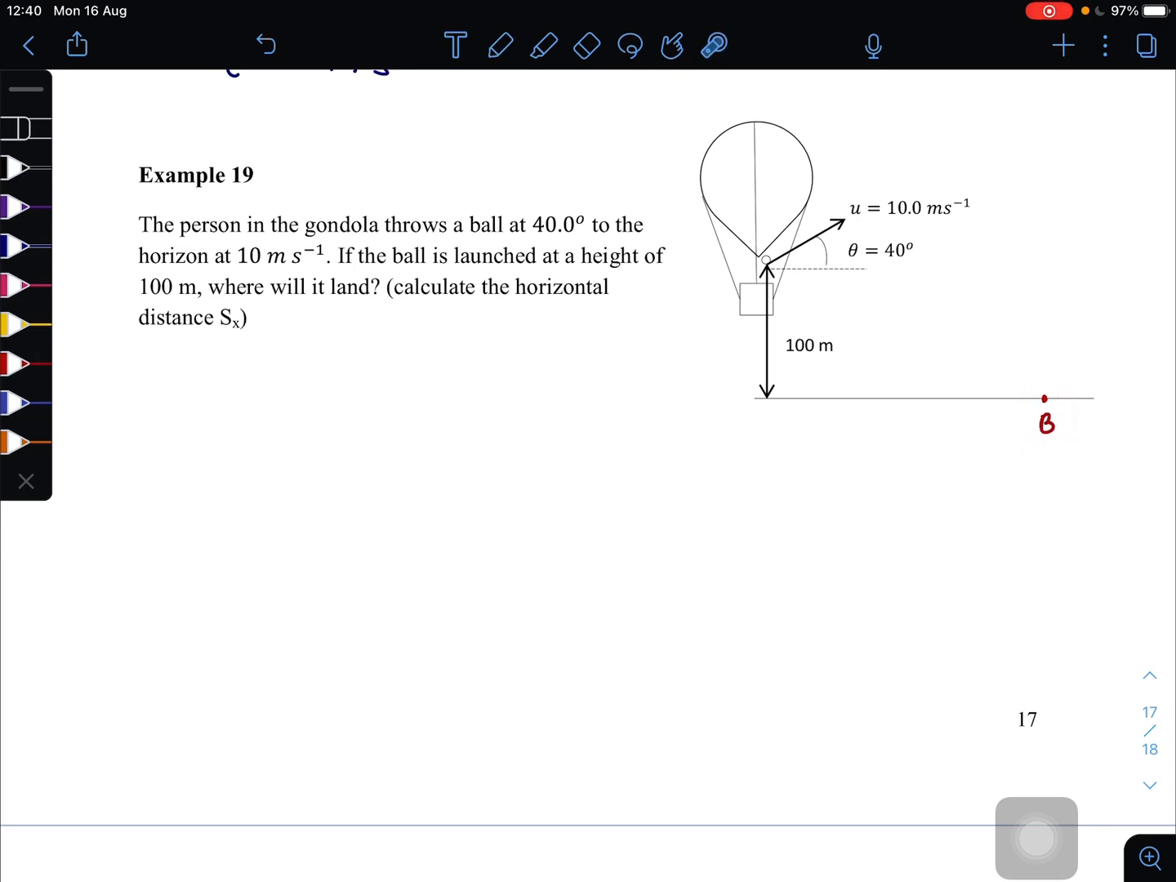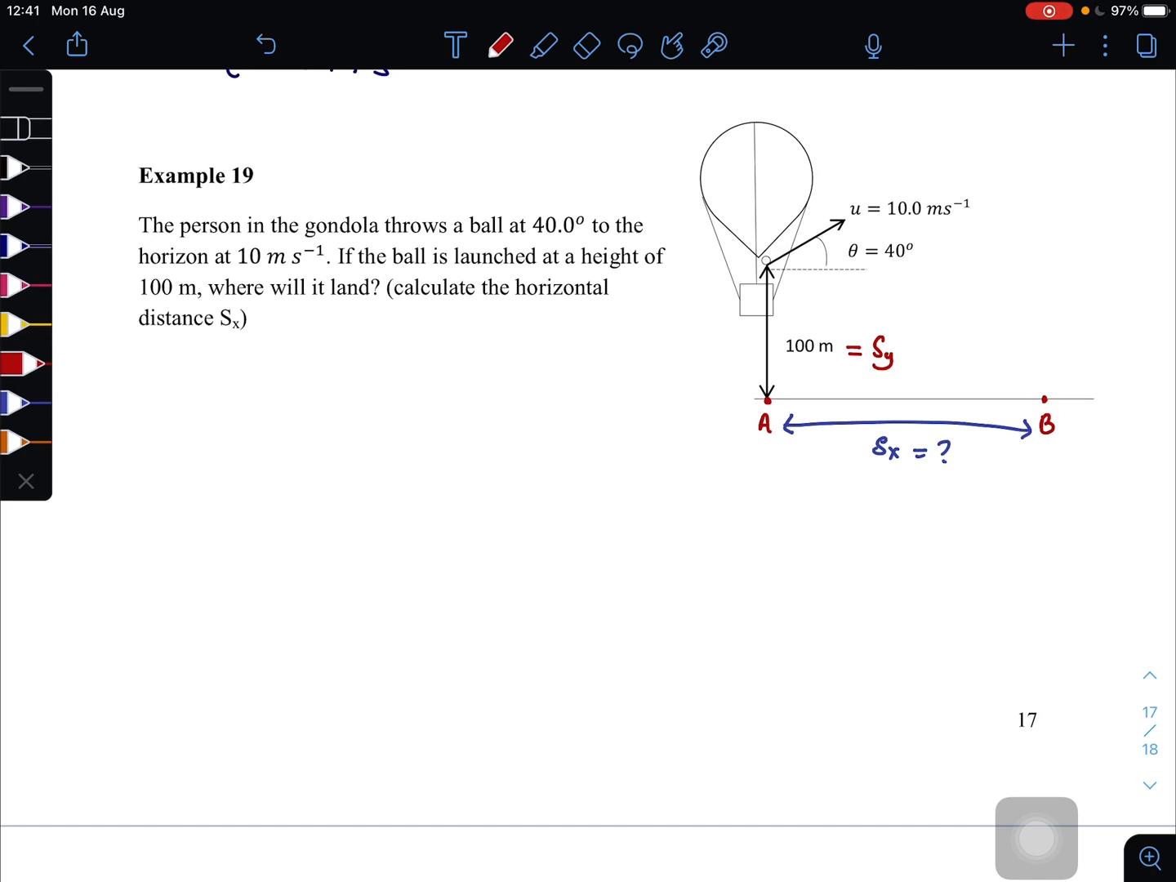Okay, so this we label as point A. So what the question asks is, what is the distance between these 2 points? Okay, point A ni adalah point di mana bola ni berada 100 meter di atas point A, which means this is actually the vertical displacement, or SY.